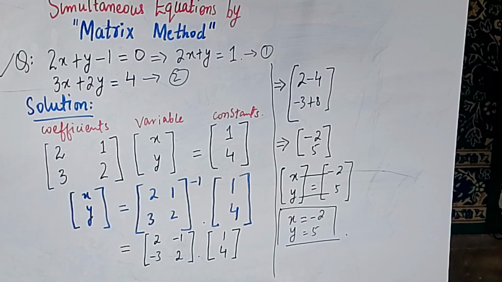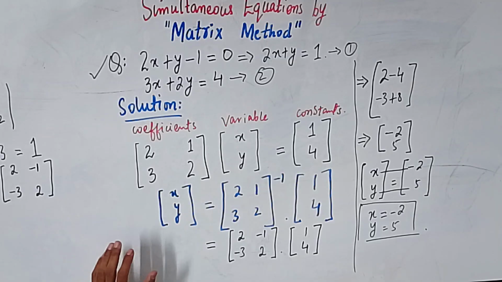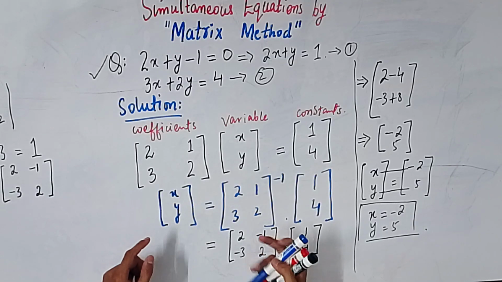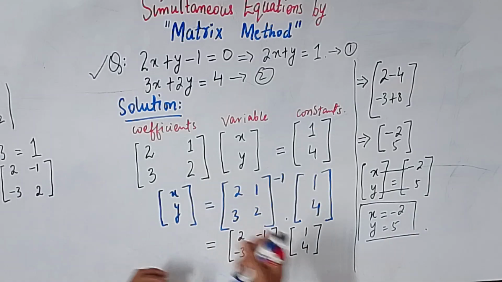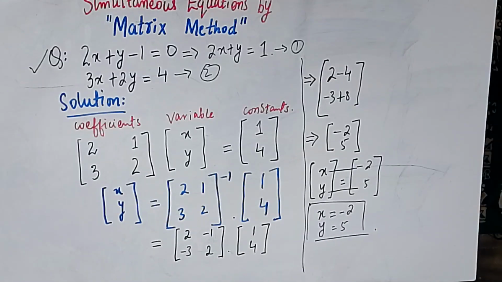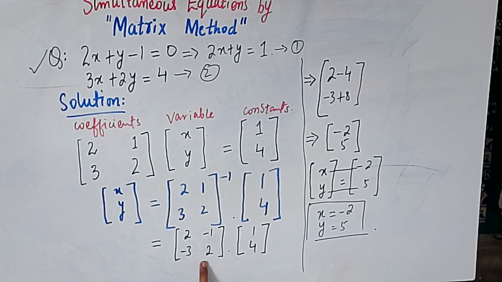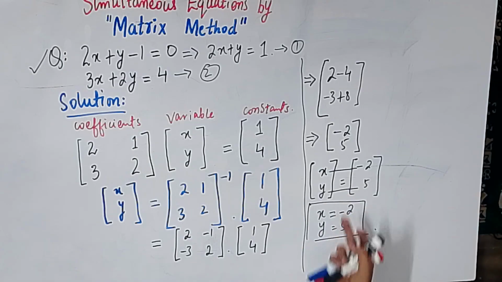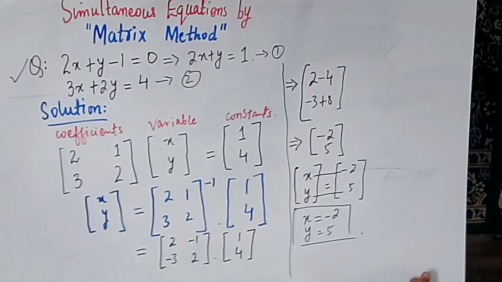Over here, right now the determinant is coming 1, but if the determinant of this matrix is coming 0, you will write that it is not possible, or there is no solution of these two equations. But over here we had the inverse of this matrix, so we calculated the inverse, and after finding it we multiplied it with this matrix, and finally we got the answer of x and y by using the concept of equality of matrices.